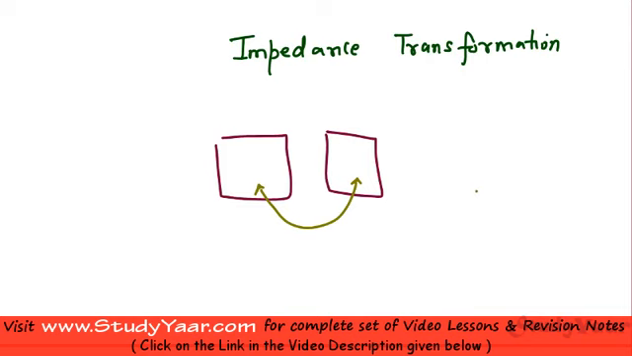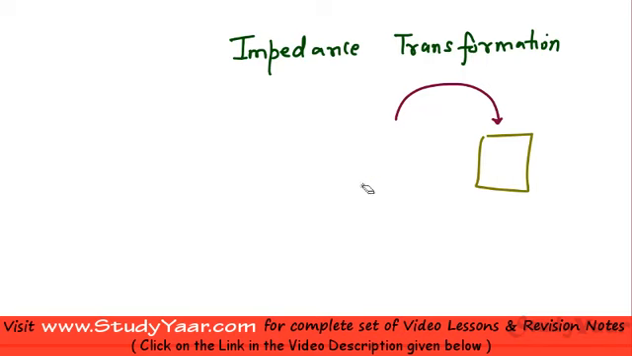So it is difficult to analyze such a circuit. What we want is a single circuit that can easily be analyzed. So with the help of impedance transformations, we are able to convert a transformer, which looks like these two isolated circuits, into a single circuit. Let's see what exactly your impedance transformation is.